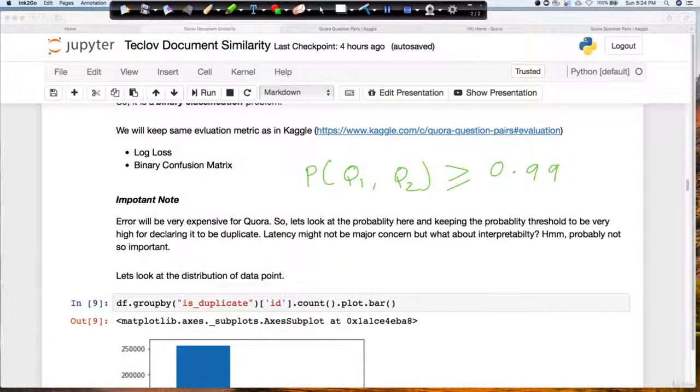What about interpretability? Do we need interpretability? It may not be that important, at least from the user's point of view. When Quora is going to mark any question as duplicate, Quora need not inform that user why it's marking it as duplicate, right? This may be required for their internal part, but they definitely don't need to show it to the particular user. So these are the things you need to keep in mind while solving this binary classification problem. So let's do it in the next video lecture.